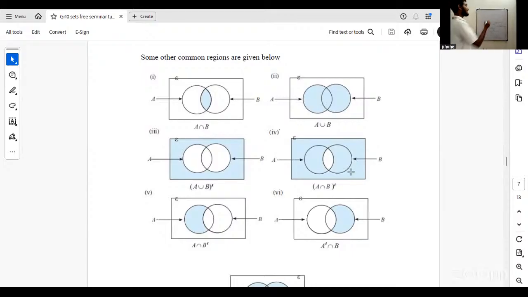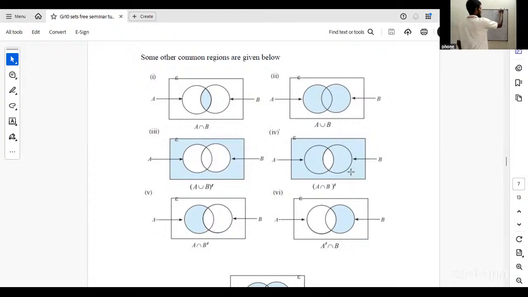Fourth one is A intersecting B dash. So, A and B. First of all, you pick which belongs to A. This belongs to A. This belongs to A. Okay, B. This belongs to B. This belongs to B.